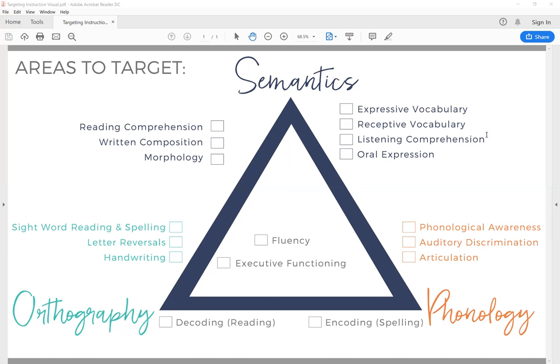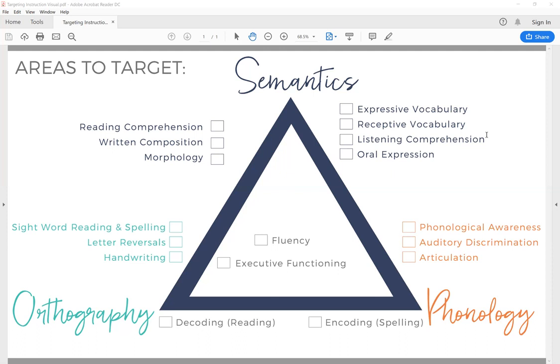Then what we want to think about is the connection between orthography and phonology. So that connection between orthography and phonology is really the ability to sound out words for both reading and spelling. So of course, reading and writing are just reciprocal processes. It's just two sides of the same coin. And so oftentimes if a student is struggling with reading, they're having a hard time blending sounds together, they may also have difficulty pulling sounds apart.